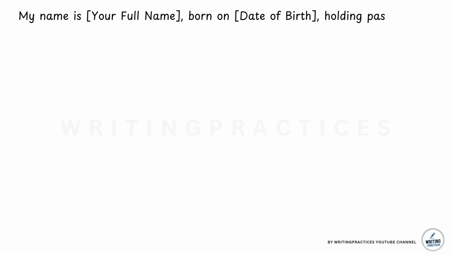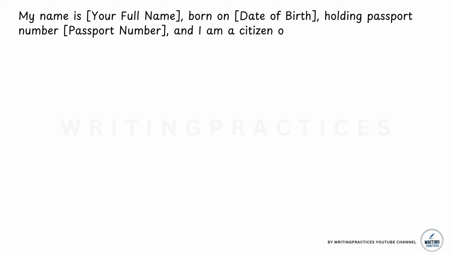Second paragraph, personal information. Here, introduce yourself. Example, my name is James Alexander Morgan, born on February 10, 1991, holding passport number UK1234567, and I am a citizen of the United Kingdom. This section confirms your identity and allows immigration officers to match your letter with your passport and visa records. It ensures there is no confusion regarding the applicant. Double-check all personal details carefully.